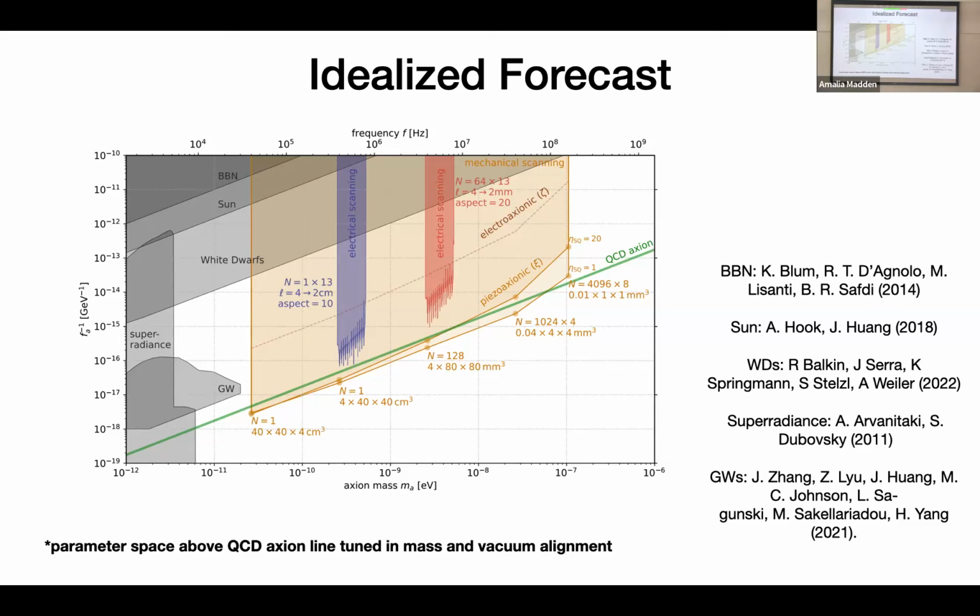And just for completeness, these two shaded regions depend on the noise of your SQUID. If your SQUID noise is at the quantum limit, you would have this lower line here, which we would hope to achieve.